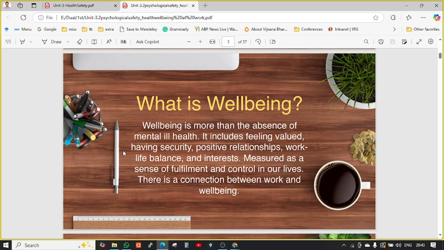So what are these things? Positive mental health, positive relationships, having security, work-life balance, interest. These are the factors which keep our mind free to work with full efficiency. If you feel insecure, then you cannot do the work properly. If you have a negative relationship, that also impacts your work. So these are the things. Let's start with this.